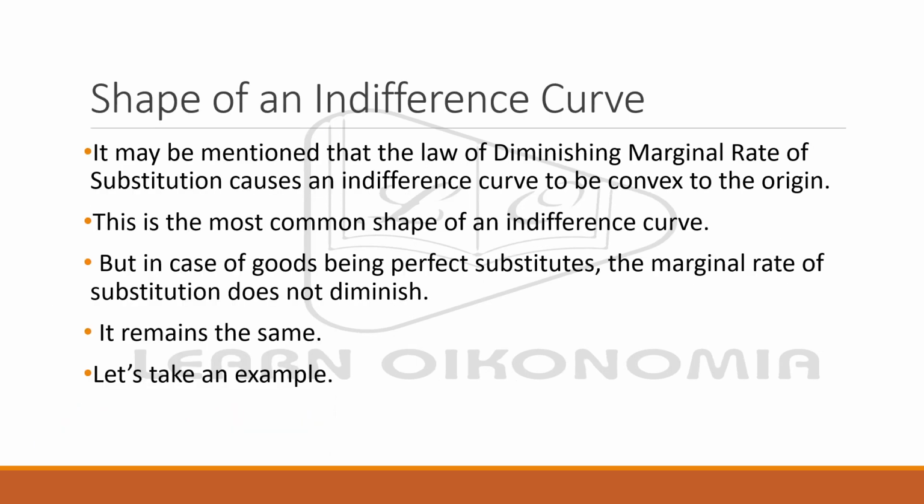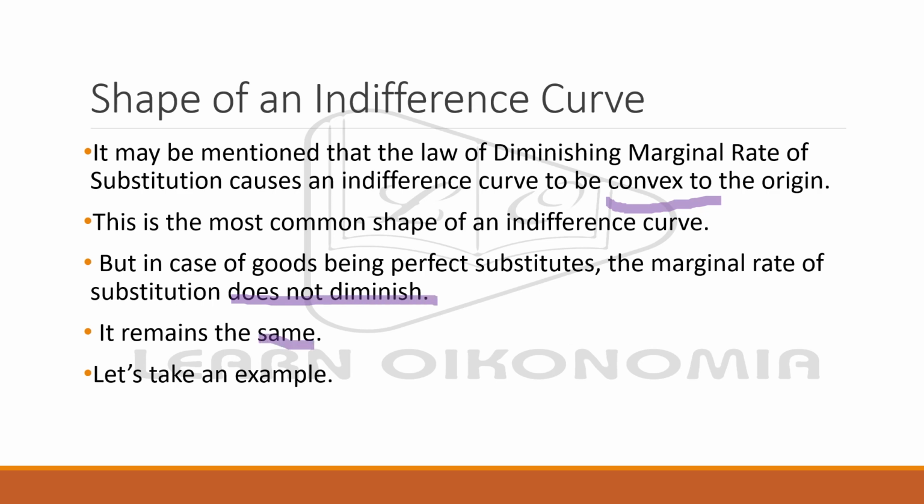And you could have seen the shape of the IC. As a result of the diminishing marginal rate of substitution, the IC is convex to the origin. This is known as the shape of the IC. The goods that we have considered here are imperfect substitutes, not perfect substitutes. But if we were considering the case of perfect substitutes, MRS would not be diminishing. In that case, MRS would not diminish. It would be the same.